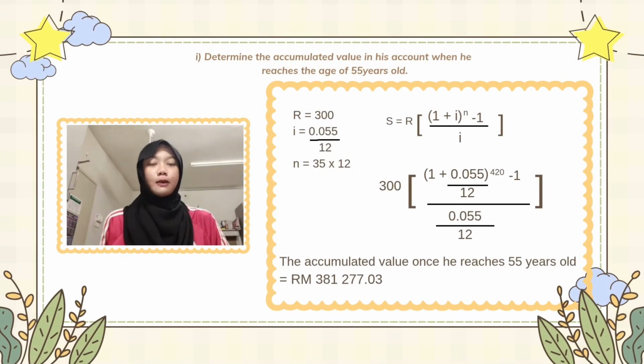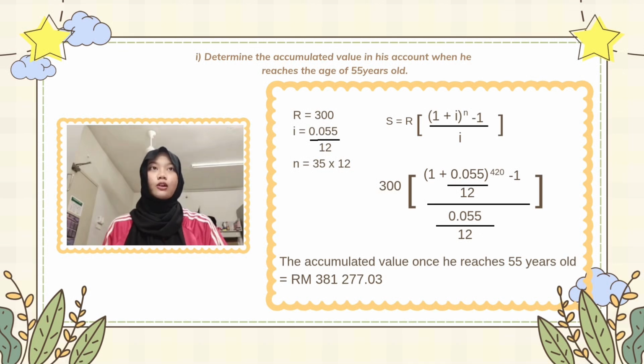I'm going to discuss question 2, which is: Zamri makes regular monthly deposits of RM300 at the end of every month that pays interest at 5.5% compounded monthly. The first deposit was made on his 20th birthday, and the last deposit will be when he is 55 years old. And I'm going to discuss question 2i. Determine the accumulated value in his account when he reaches the age of 55 years old.